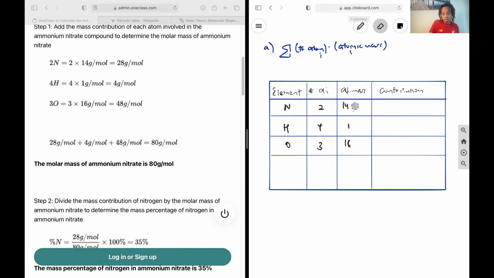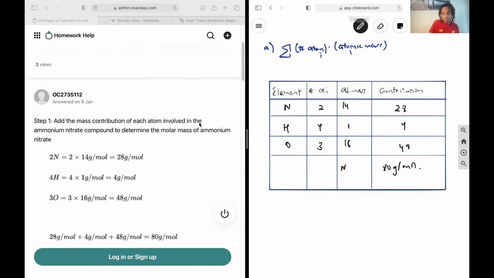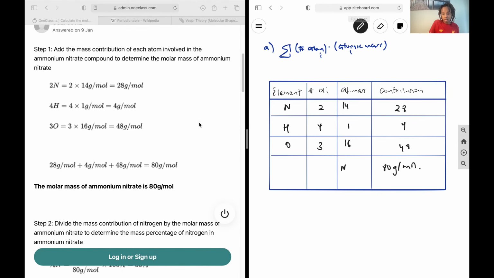116. And so its total contribution is going to be 28 plus 4 plus 48, and then it's going to give us a total molar mass of 80 grams per mole. And this is for NH4NO3.